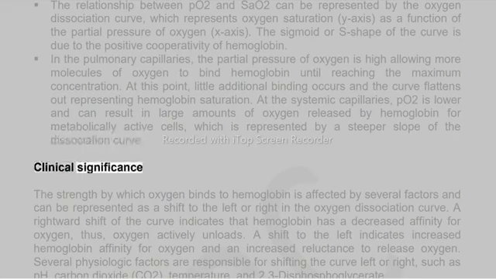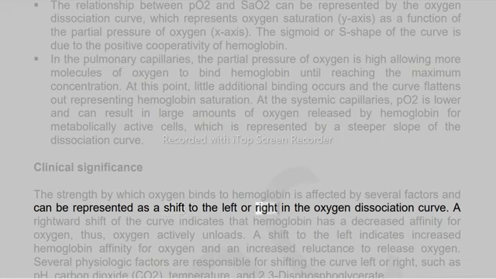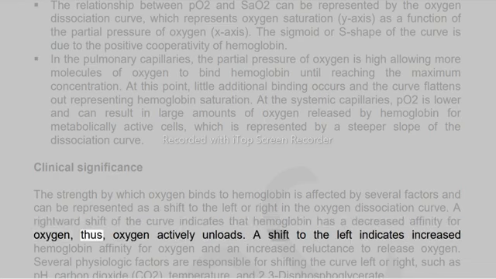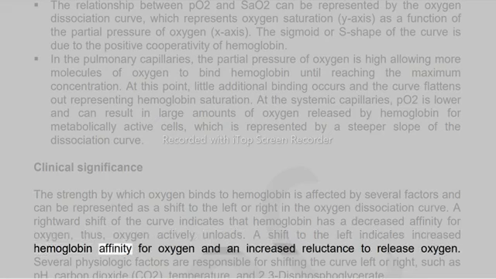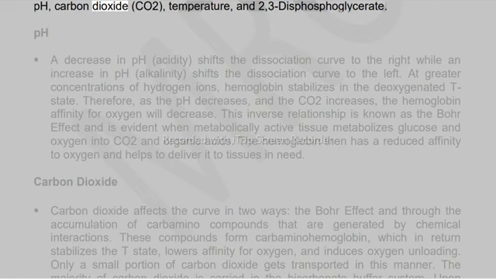Clinical significance. The strength by which oxygen binds to hemoglobin is affected by several factors and can be represented as a shift to the left or right in the oxygen dissociation curve. A rightward shift of the curve indicates that hemoglobin has a decreased affinity for oxygen, thus oxygen actively unloads. A shift to the left indicates increased hemoglobin affinity for oxygen and an increased reluctance to release oxygen. Several physiologic factors are responsible for shifting the curve left or right, such as pH, carbon dioxide, CO2, temperature, and 2,3-bisphosphoglycerate. pH.